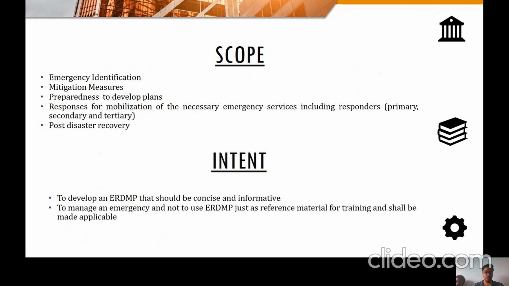So we now cover the intent. It is intended to operate this regulation to develop an ERDMP that should be concise and informative, so that the members of the emergency control organization should be able to quickly refer to the action plan to determine the important functions that are being carried out, and to manage the emergency, and not to use the ERDMP just as a reference material for training.